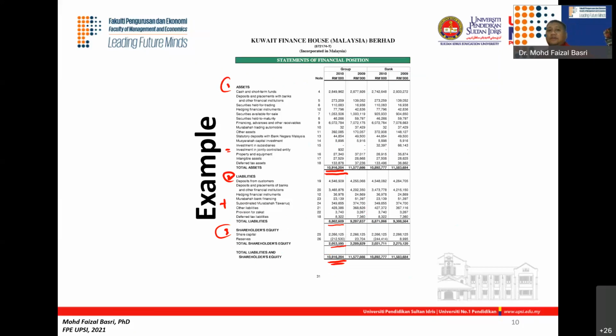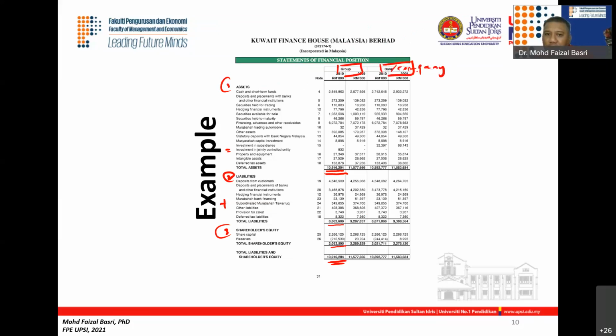So this is how the statement of financial position looks like. What's the difference between group and bank? Because this is company, here is bank, so they put it here, bank. Sometimes if they are not bank, they will put group and company aside.